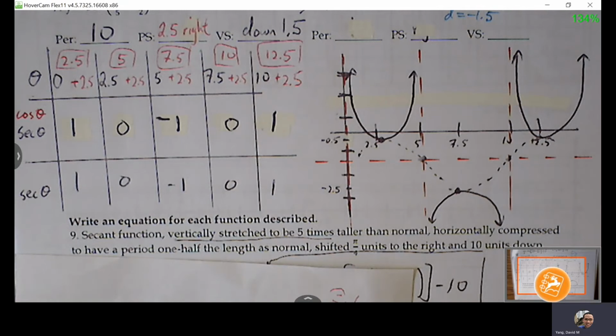Horizontal compressed means that it's shorter than the normal. Right. So if you read number 9, it says we want a period that is half the length of the normal period. What's the normal period? 2 pi. So what's half of that? Pi. Yeah. So the new period you're going to be using for number 9 is just pi.